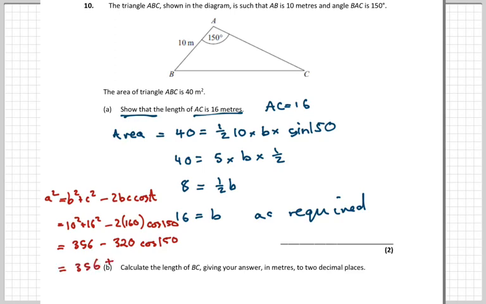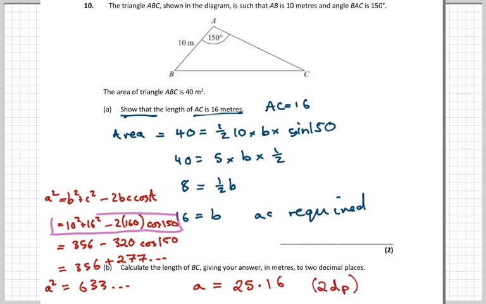This gives us 356 plus 277 point something, and this is our value for a squared, which ends up being 633 point something. So this means that a is the square root of 633 point stuff, which is 25.16 to 2 decimal places. Now you probably didn't need to write all these lines. This line and the final line obviously would have been sufficient.